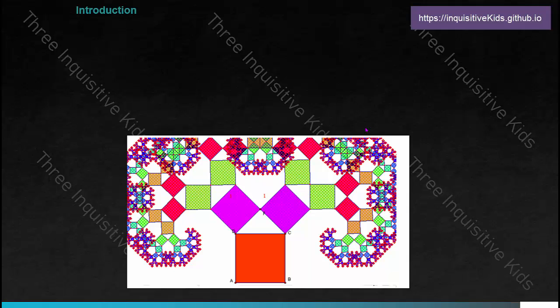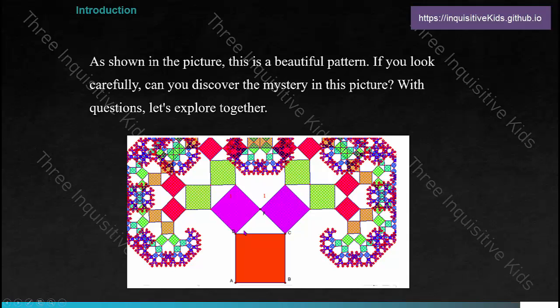So first, I want you to take a look at this interesting figure right here. So it starts, let's see, with a square, two smaller squares, then two more smaller squares. It keeps going on like that, and kind of looks like a mushroom or something. So as you keep looking at this, this is what we're gonna be doing. As shown in the picture, this is a beautiful pattern. If you look carefully, can you discover the pattern in this picture? With questions, let's explore together.